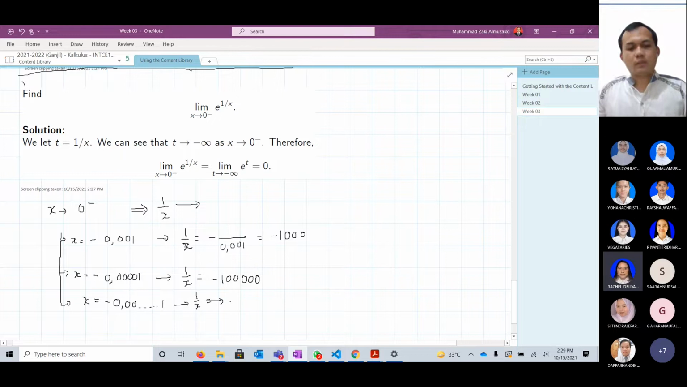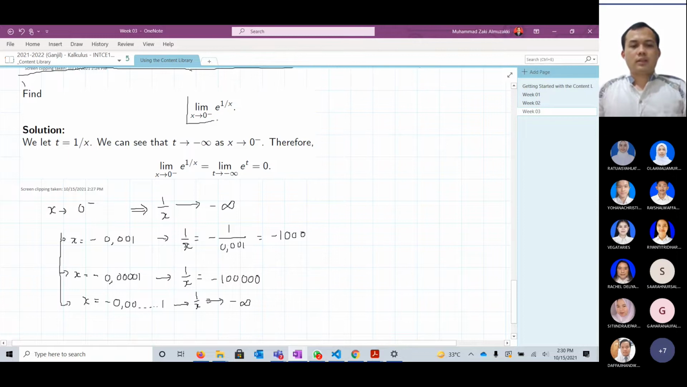Infinite. Positive or negative? Negative. Minus infinite, right? Okay. So here we have x goes to 0 from the left, 1 over x goes to minus infinity.